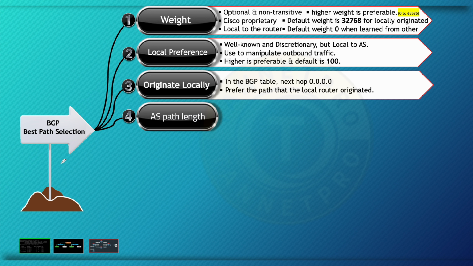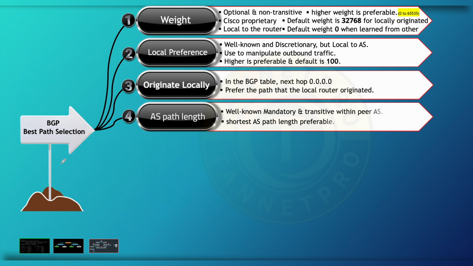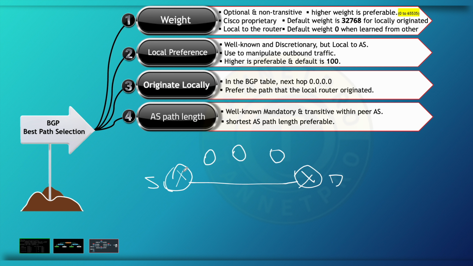Now I'm going to the fourth attribute, that is the AS path length, right? Now what is the AS path length? Let me explain again over here. So again, these are two routers. Don't go with the drawing, try to understand the concept, right? So suppose this is your destination, and this is your source. It could be your internet, the destination. Now to reach this destination, you have to go through multiple ASes, right? Multiple ASes you are going through.